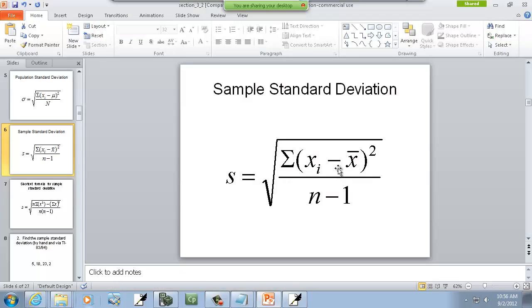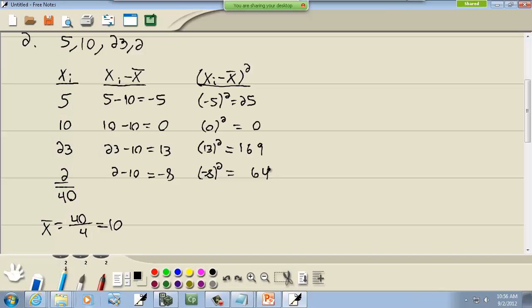So that's this right here, x sub i minus x bar squared. Now we've got this E looking thing in front of here. That's our uppercase sigma. That says now add those values together. So I want to add these values together.